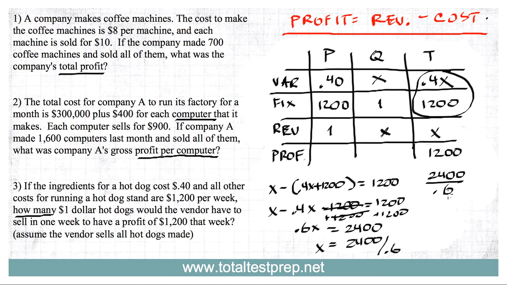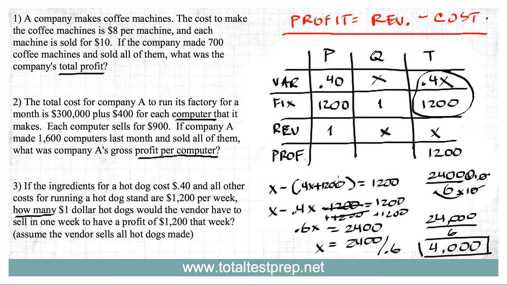When you have a decimal and a fraction, just multiply the top and bottom by 10 as many times as necessary to get rid of the decimal. Let's multiply the top by 10, bottom by 10. Doing that moves this decimal over and adds a 0 up top here. So what we have is actually 24,000 divided by 6, and that's 4,000. So the answer then is x equals 4,000, or this vendor needs to sell 4,000 hot dogs to make a profit of $1,200 under these conditions.